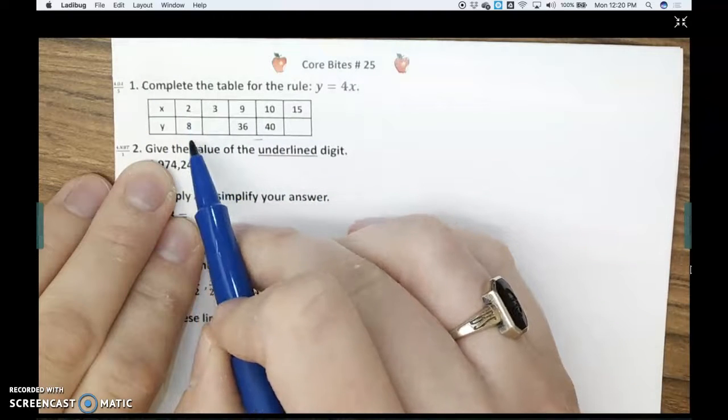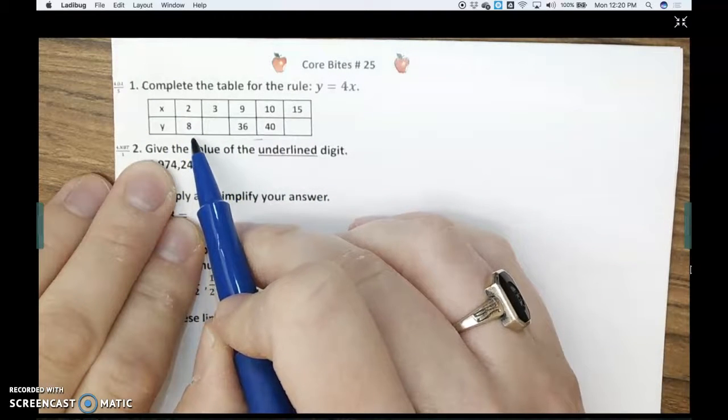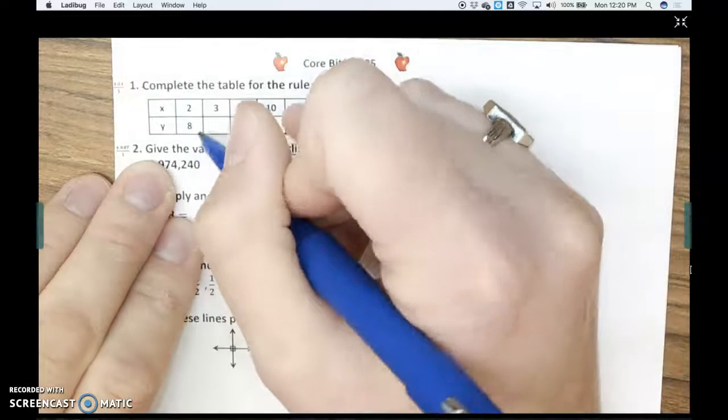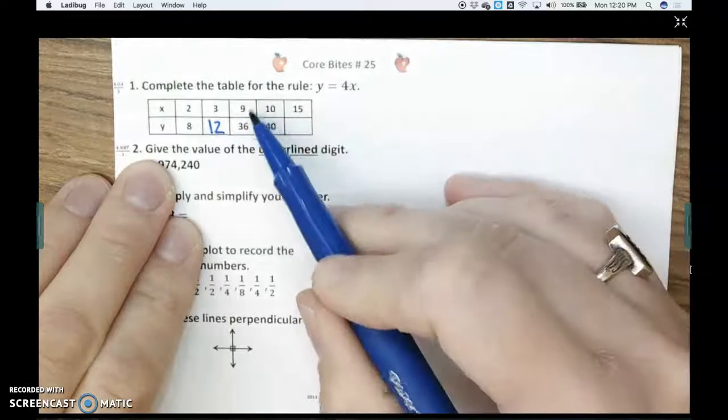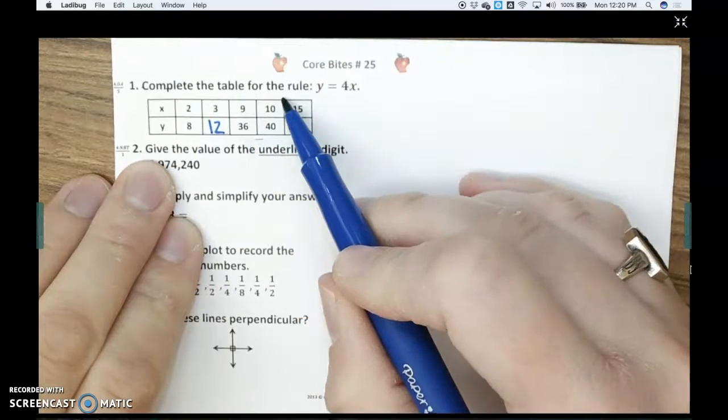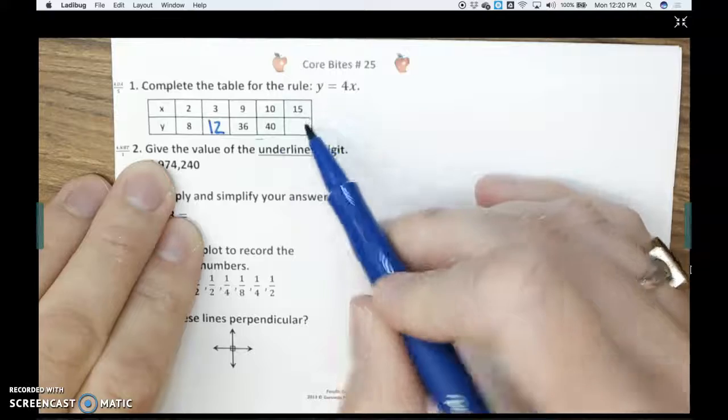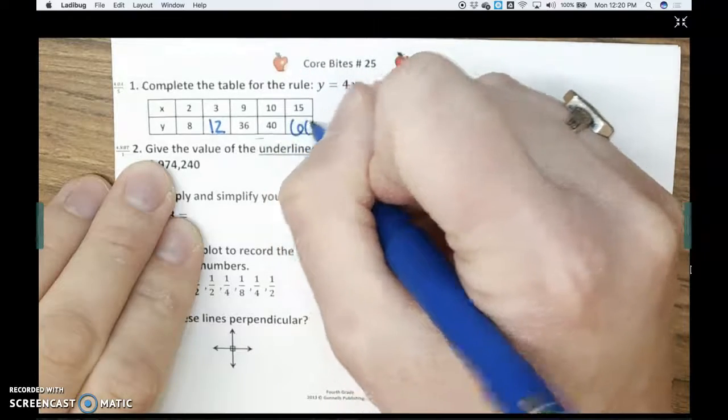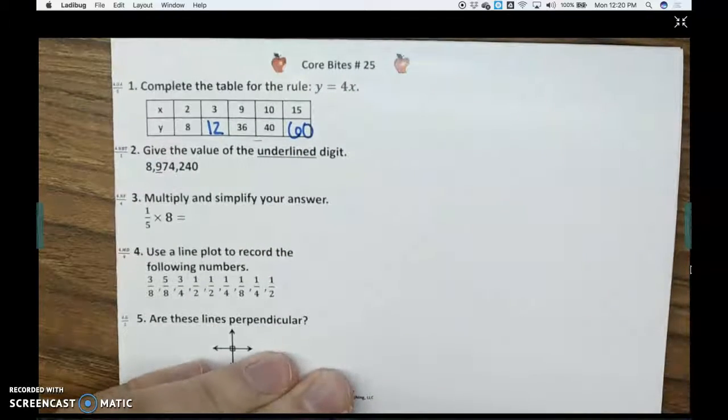So 4 times 2 is 8. 3 times 4 would give you 12. 9 times 4 gives you 36. 10 times 4 gives you 40. 15 times 4 would be 60. Okay, so those are your two missing numbers.